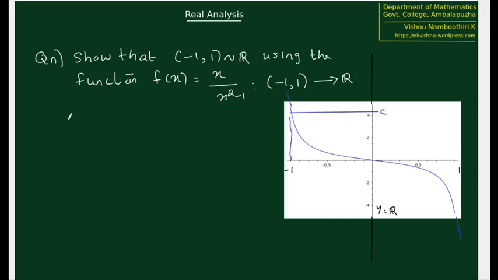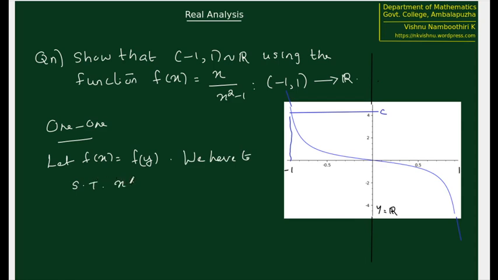To show that this function is one-one, we will suppose that f(x) is equal to f(y), and we will try to see if x is going to be equal to y. So we'll show that it's one-one first. Let f(x) = f(y). Our aim is to show that x = y. By the definition, f(x) = f(y) means x/(x² - 1) = y/(y² - 1).